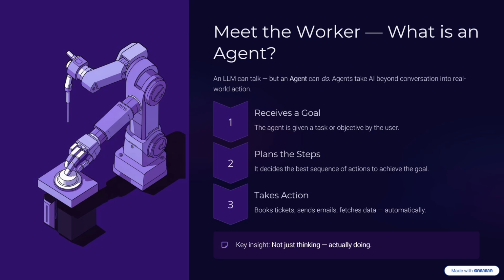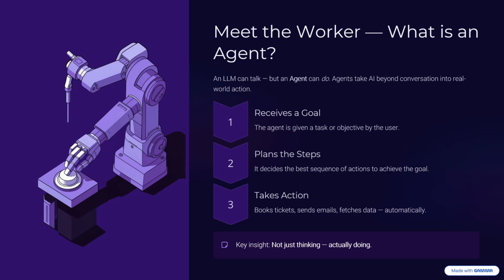It can't do much. So in that case, we have another thing called an agent. What an agent is, basically, is something that can do the work. It can go beyond the conversation. It can take action, like how a person can.